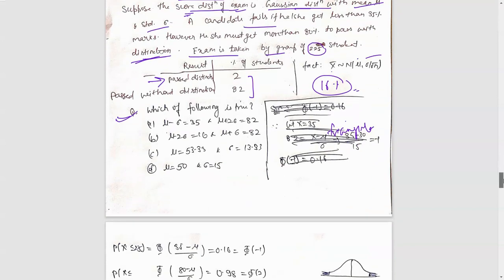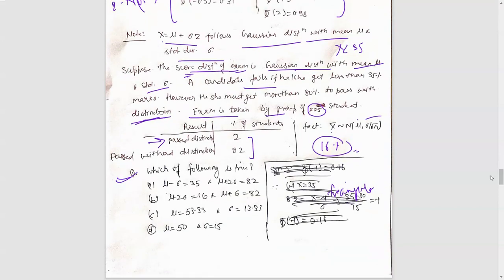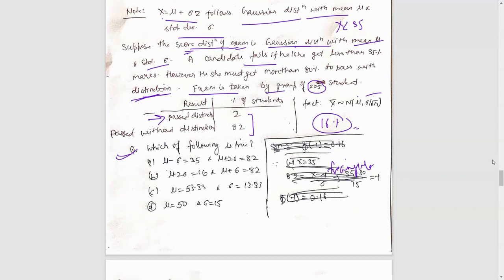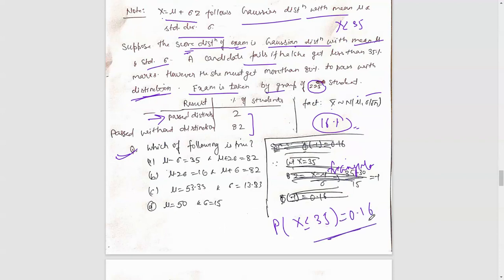At this point in time, we know that only 16% of students fail. We also know that only 2% of students pass with distinction. So when a student is checked, if x is less than or equal to 35, then that student is going to fail, and that probability is 0.16. We have been given this, right?